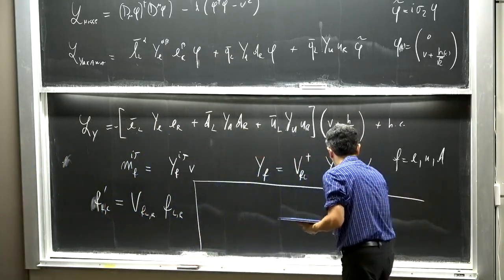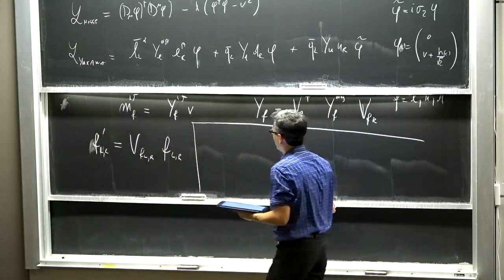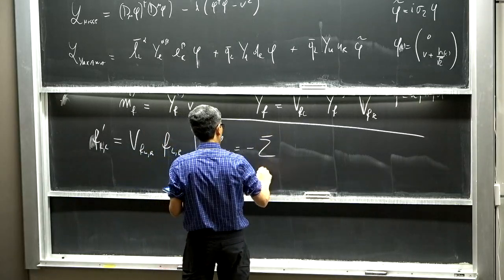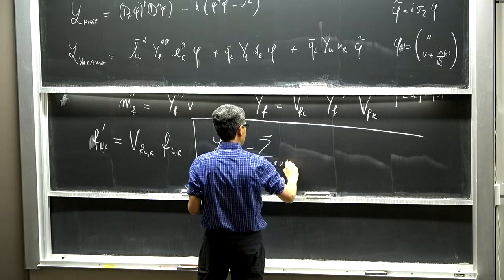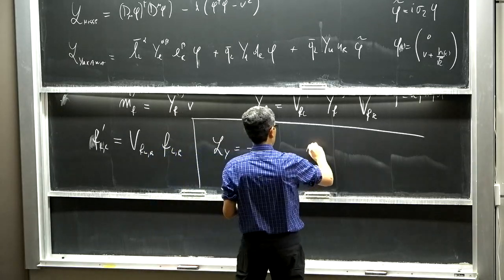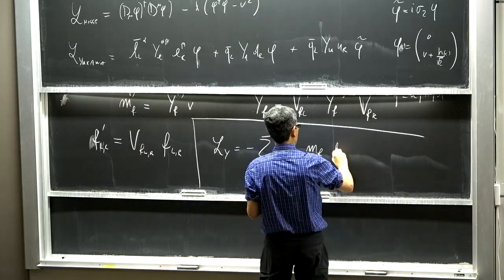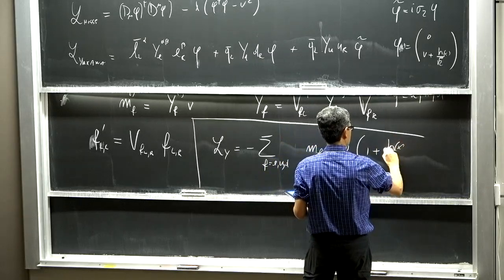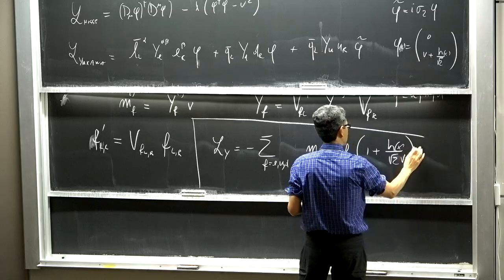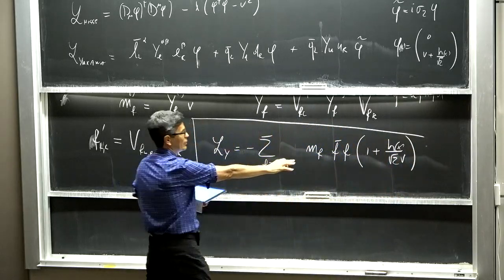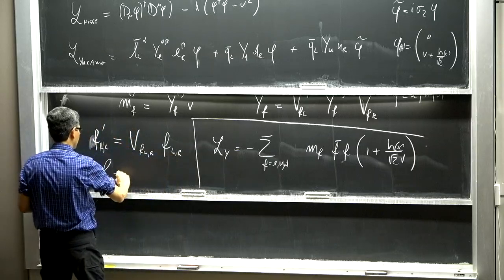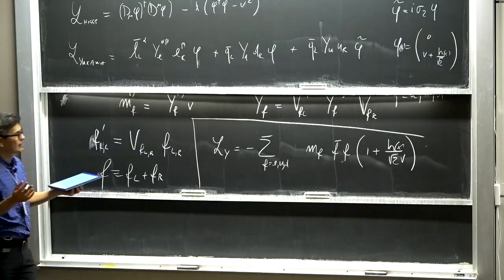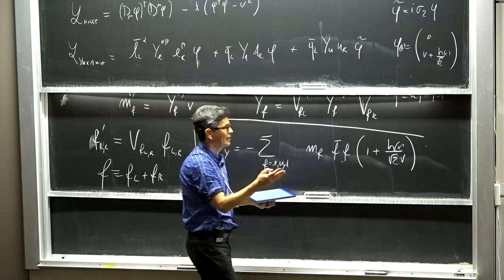Now forget about the primed fields. I can write the Lagrangian L_Y as minus the summation over F equal E, U, and D, of m_F F bar F, times 1 plus H of x over square root of 2 V. So now I switch to the, what is F? F is the regular Dirac field, F left plus F right. That's a definition. So, a well-known result. Well, let's look at it and discuss it.